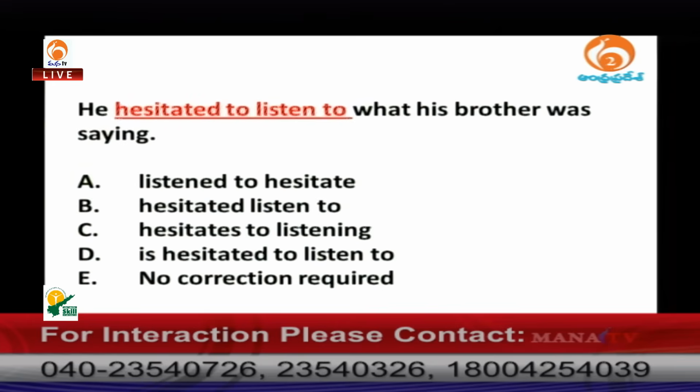Okay. Next, he hesitated to listen to what his brother was saying. The options: he listened to hesitate, he hesitated to listen to, option B is he hesitated listen to, he hesitates listening to, he is hesitated to listen to. Option D is incorrect obviously, option A is also incorrect. So you need to choose between B, C and E.